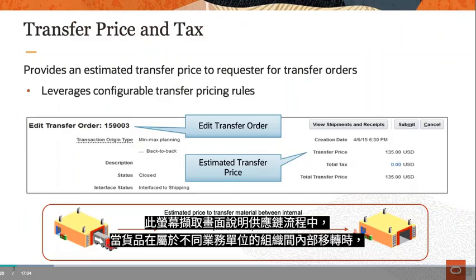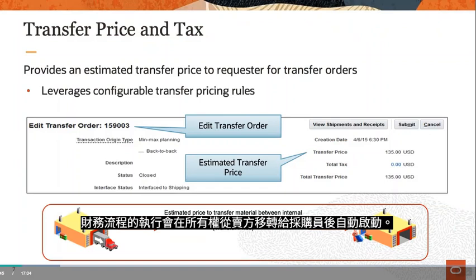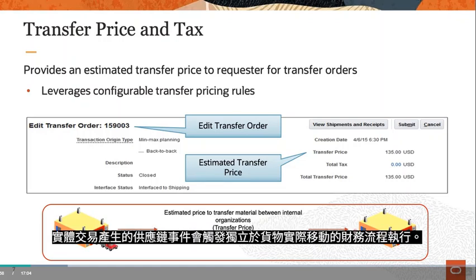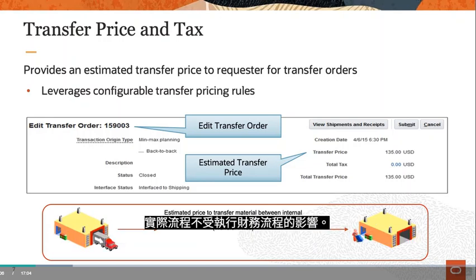This screenshot depicts that in supply chain flow, when goods are transferred internally between organizations belonging to different business units, the execution of the financial flow is initiated automatically once the ownership is transferred from the seller to buyer. The title transfer may happen when goods are shipped or received, depending on the financial flow. A trigger raised on physical transaction triggers the execution of the financial flow from the physical movement of goods. Physical flow is not impacted by the execution of the financial flow.